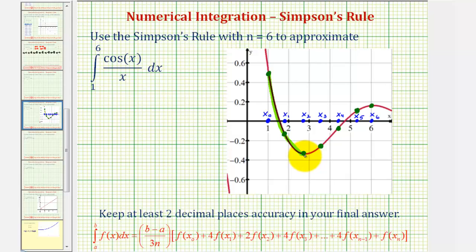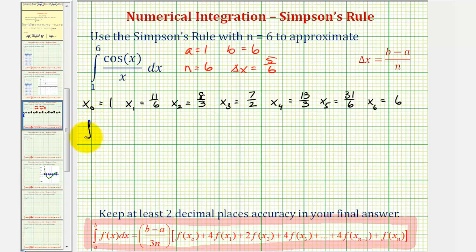So the first quadratic might look something like this. The second quadratic would be over the interval from x sub 2 to x sub 4, maybe something like this. And then the third quadratic would be over the subinterval from x sub 4 to x sub 6, that might look something like this. So because of the way this function curves, you can see how quadratic functions would be a good estimate for this definite integral. And now let's set up our formula.